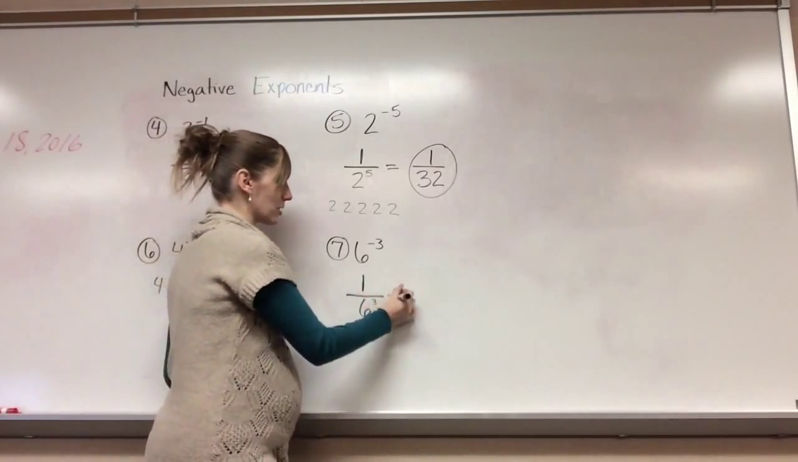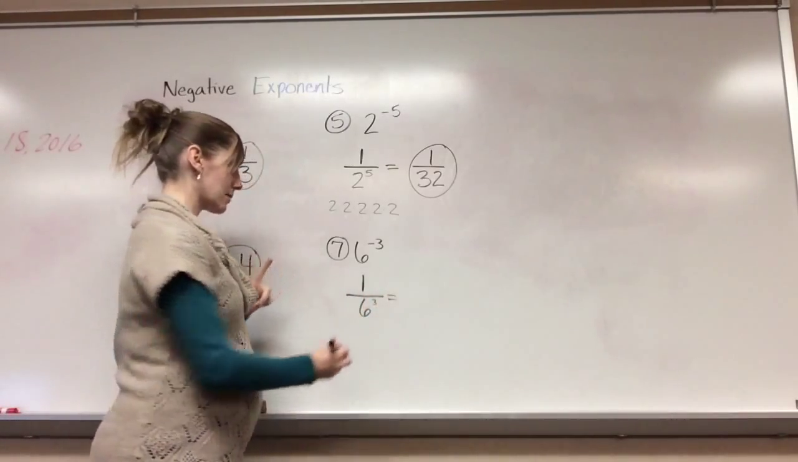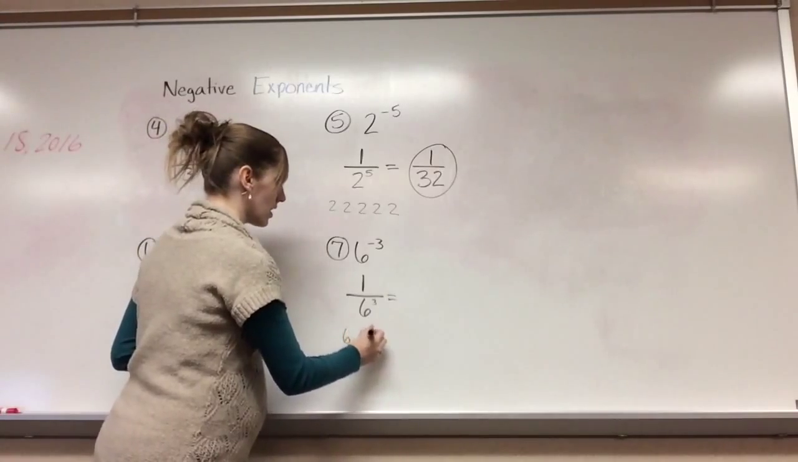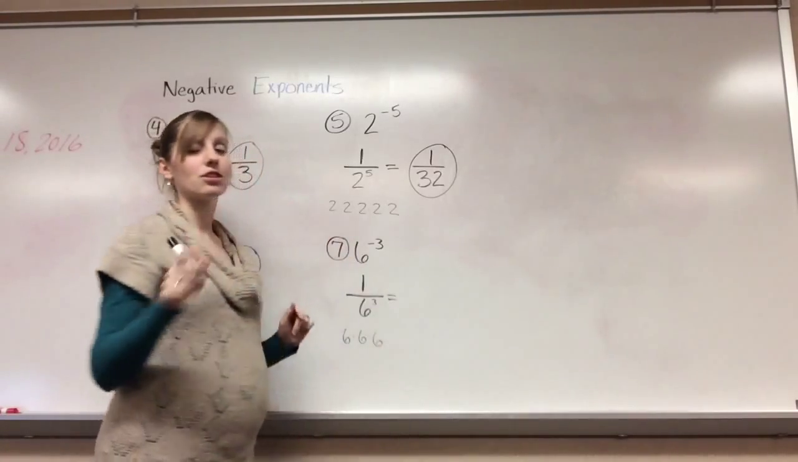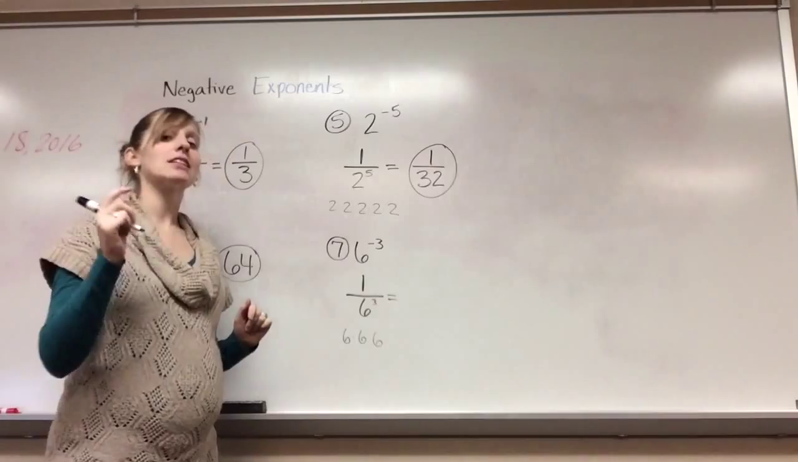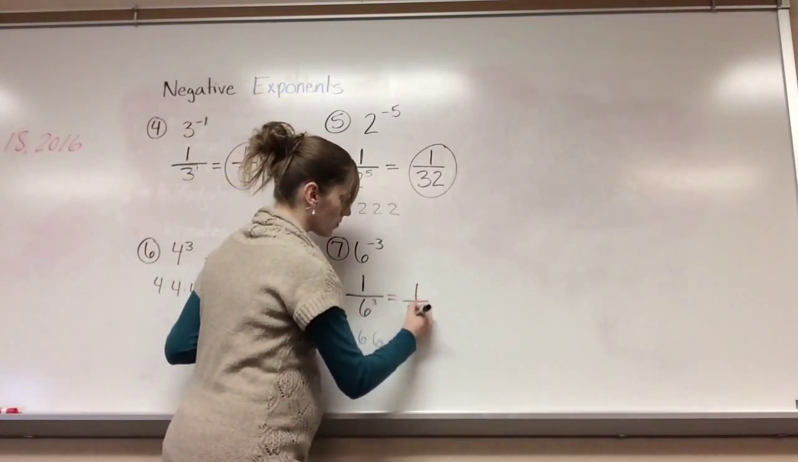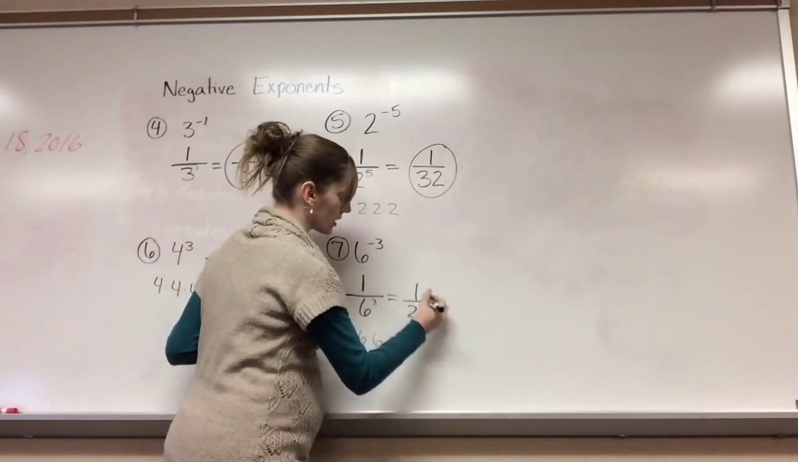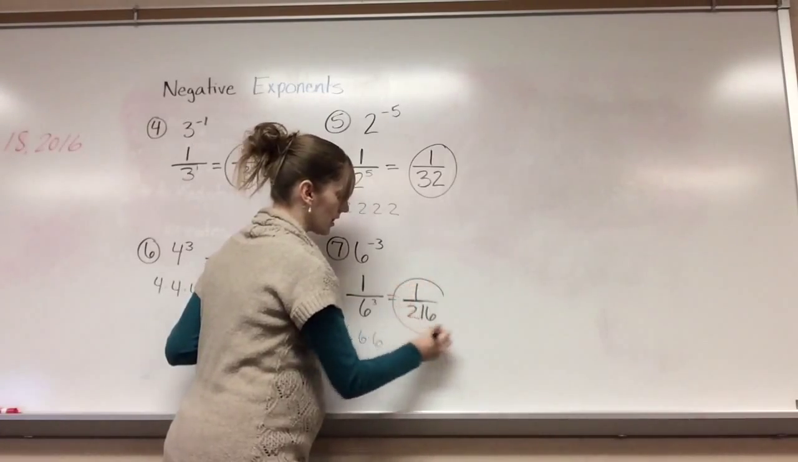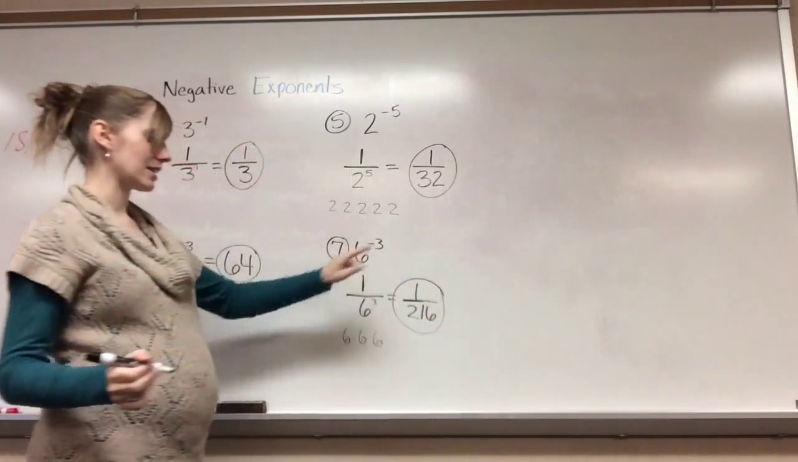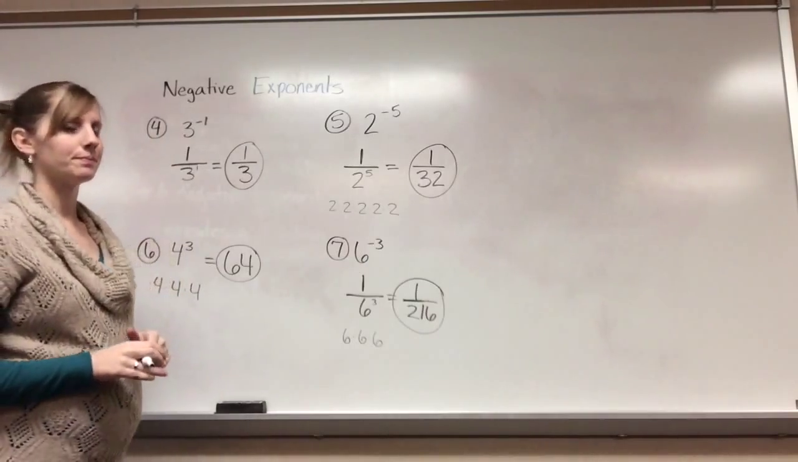And now we can actually multiply it out. 6 times 6 times 6. So 6 times 6 is 36, and 36 times 6 is 216. So this is 1 over 216. This is the same as 6 to the negative 3rd.